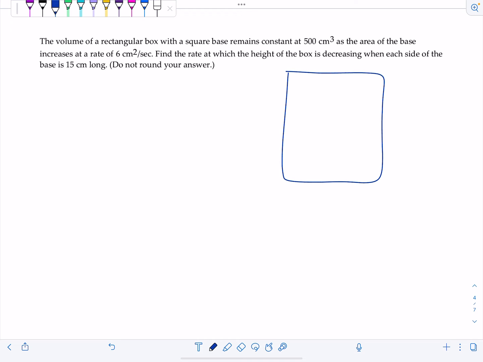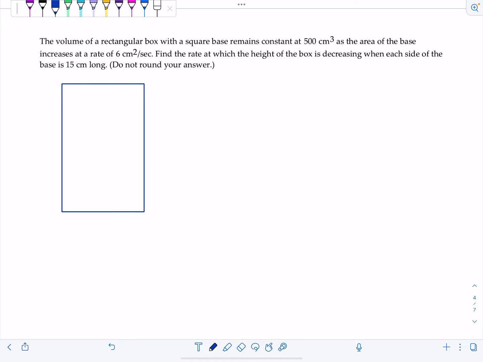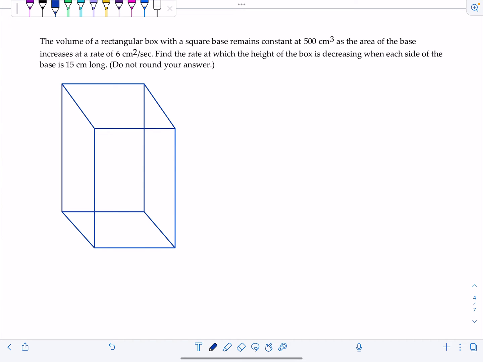We've got a box, the base is square, and the iPad doesn't want to draw nicely today. There's something on the screen. Let's put the box over here. Maybe everyone will be happy now. Love it. Okay. The base is square. And then the third side, the height changes as the base is also changing. So I'm going to call each side of the base x, and I'll call the height y. You can do you, but I think this is the best.